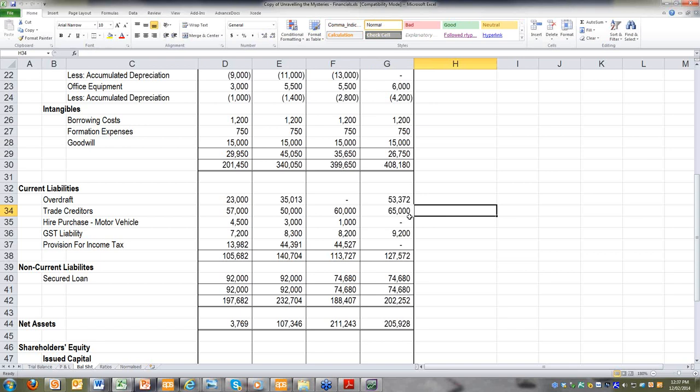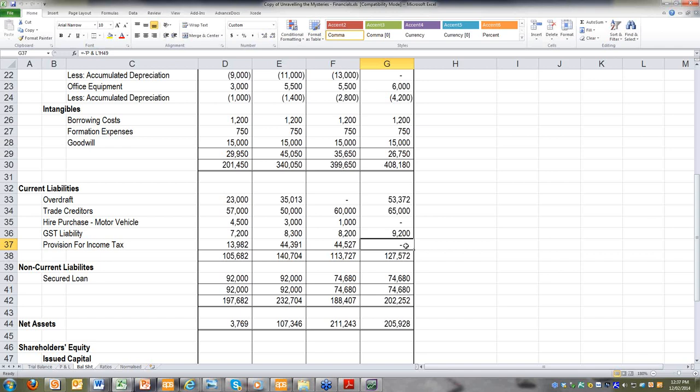Trade credit has been fairly consistent, although it has actually started to ink up just a little bit. Again, is that an issue, can we not repay our people? Hire purchase liabilities are being repaid. So again, that just supports the fact that there may be another lease with the actual motor vehicle that's there. GST liability is consistent. Provision for income tax has disappeared. That's again stemming from the loss for the current year.